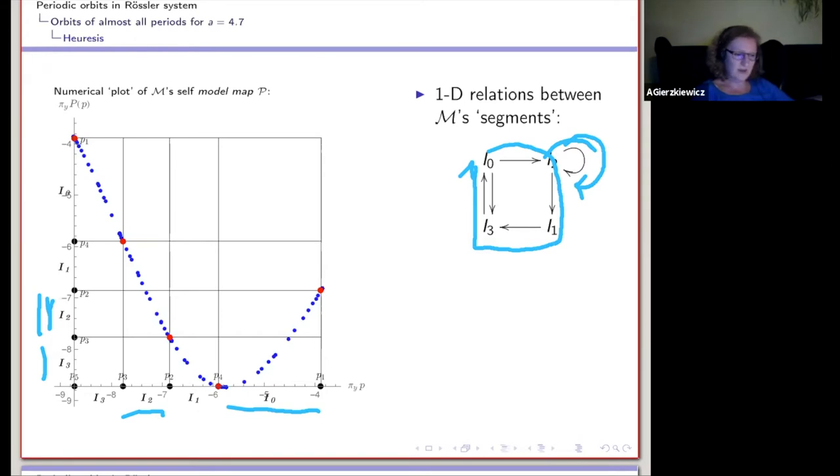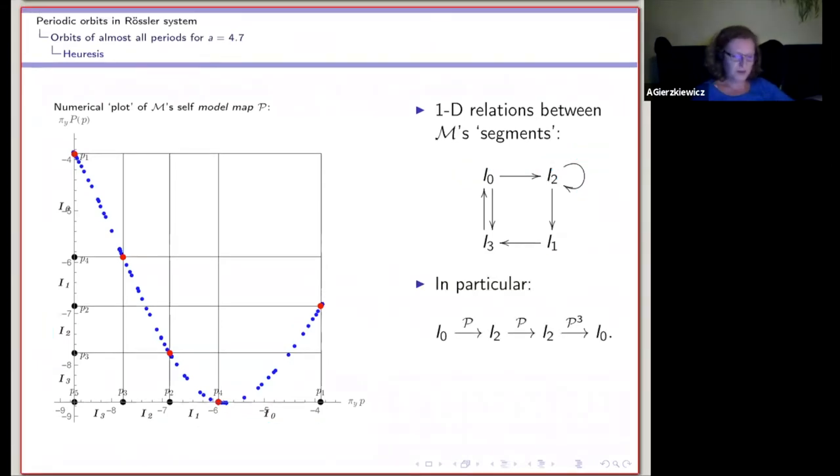Why is it important? Because it produces almost all periods. If we, for instance, want to obtain, I don't know, a five periodic orbit, we have to jump to I2 and once more to I2 and then to I1, I3 and I0, we got a five periodic orbit. If 10, we have to stay in I2 for a suitable amount of time. As we can see, we can produce with this method all periods greater or equal than five.